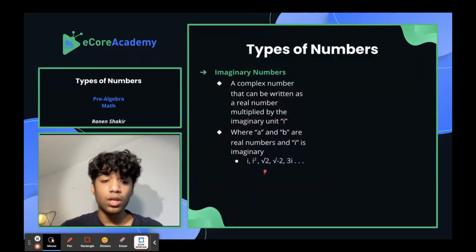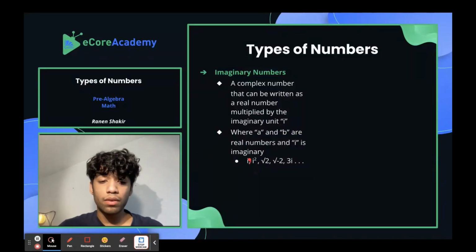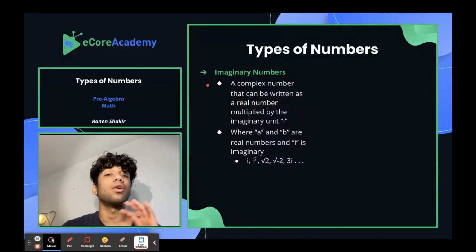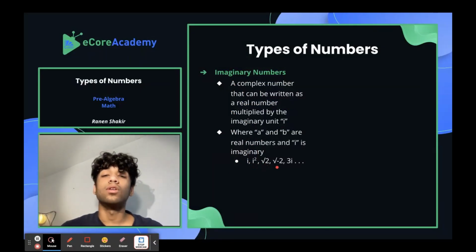Let me show you right here. a and b are the numbers that are not i. For example, i itself is a complex number because it's imaginary, because it's not a real number. We have i squared, root of -2, because you cannot take a square root of a negative number without using an imaginary number, which is, again, something you don't have to worry about. Then we have 3i. So that's what a and b mean: they are basically coefficients multiplied with the i.